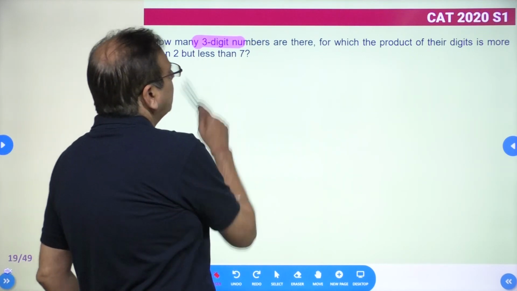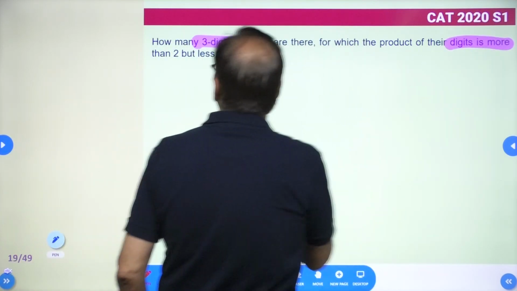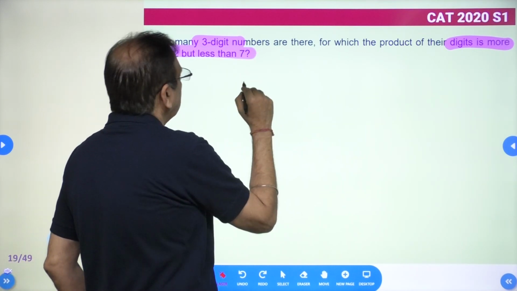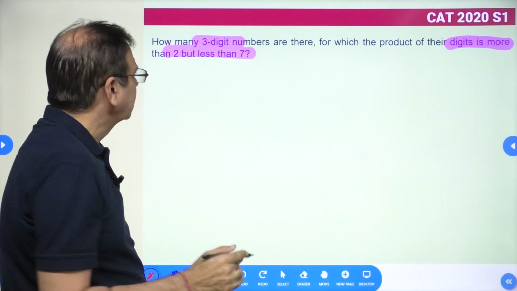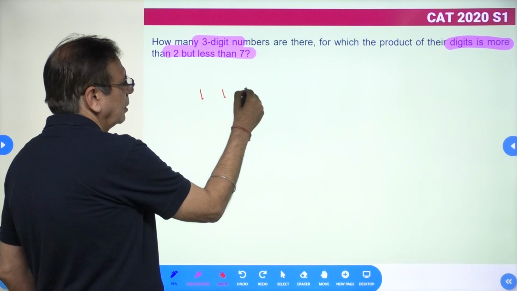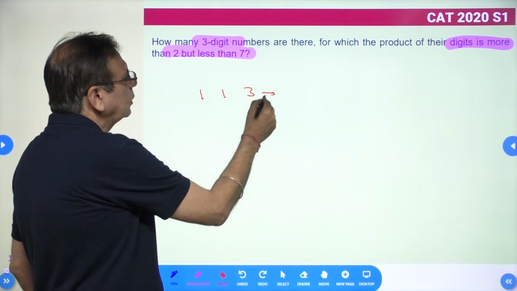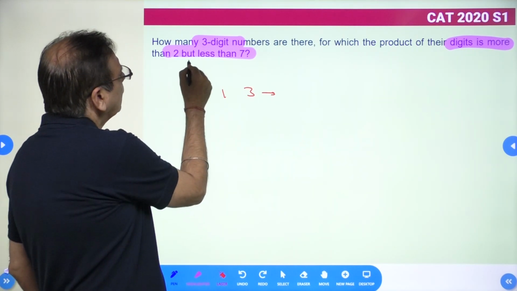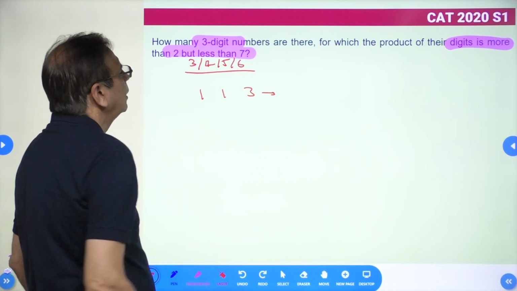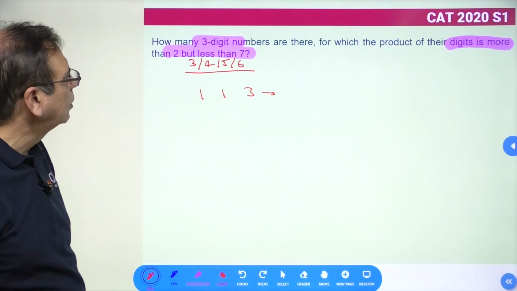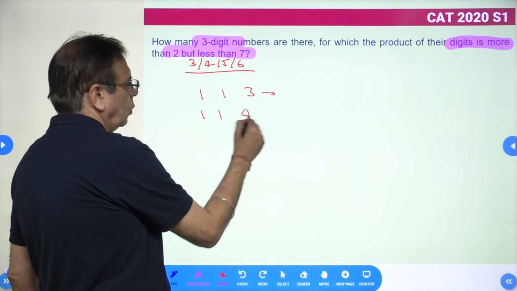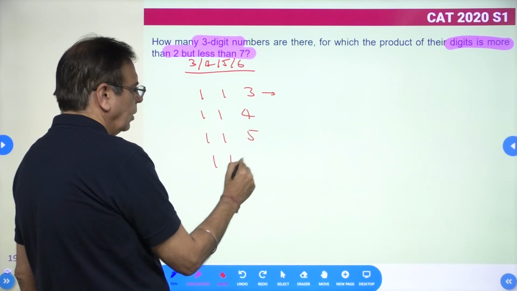How many 3-digit numbers are there for which the product of digits is more than 2 but less than 7? Product of digits is, and here are 3-digit numbers. Okay. So let's start, let's see what all can happen. What can I have? What will be the product? 1 into 1 into. Product has to be more than 2, so the product can be 3, 4, 5 or 6. It cannot be 2, it cannot be 7, it has to be more than 2, less than 7. Product of 3. Okay. Similarly, 114, 115, 116.